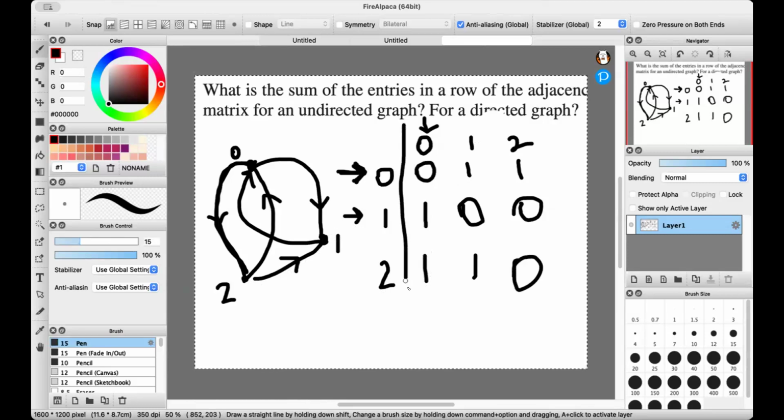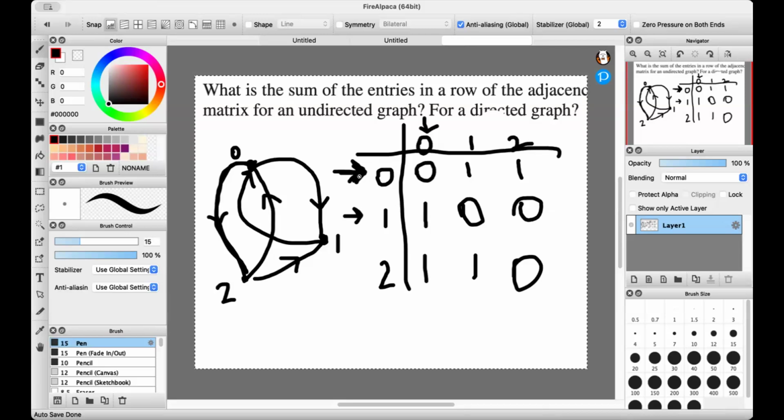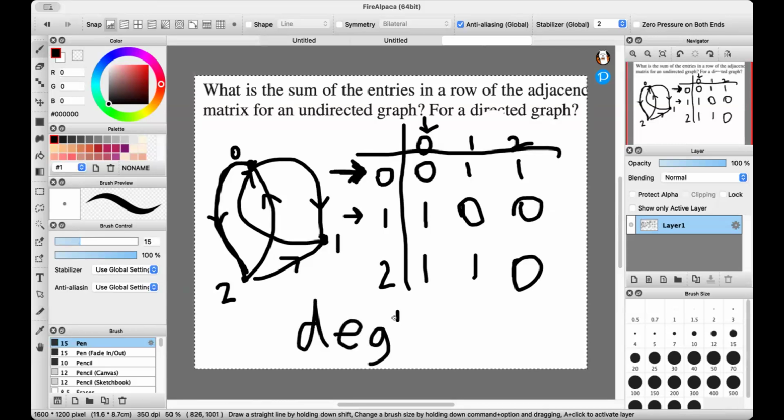So as I said, the number that goes in each row is the number of edges that go out from that vertex. In an undirected graph, the sum of the entries in the row counts the degree of that vertex. The sum of the entries in a row for a directed graph is actually counting the out degree of that vertex, because you're counting the number of edges that come out from that vertex. Does that make sense?